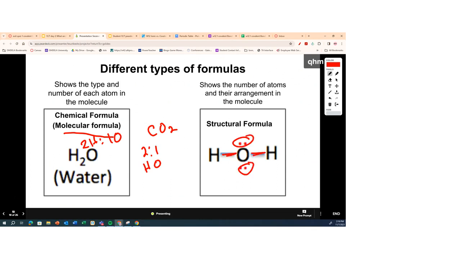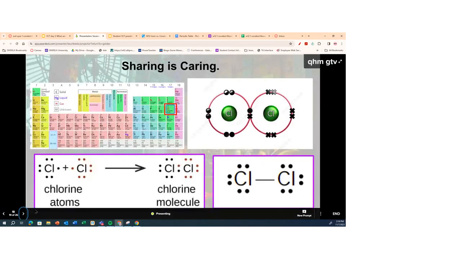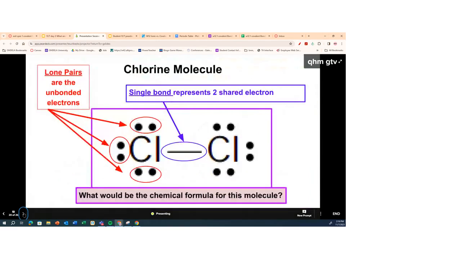The structural formula shows a single bond with two non-paired electrons. And those non-paired electrons show up. So these are all non-paired electrons around the chlorine and a bond between them. And we write the chemical formula for this as Cl2, two chlorine atoms bonded together.